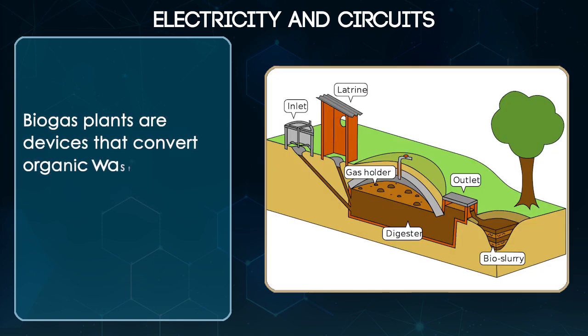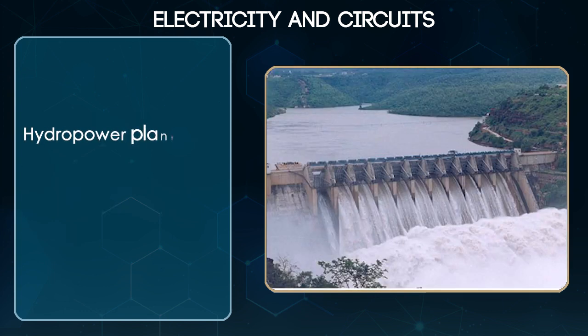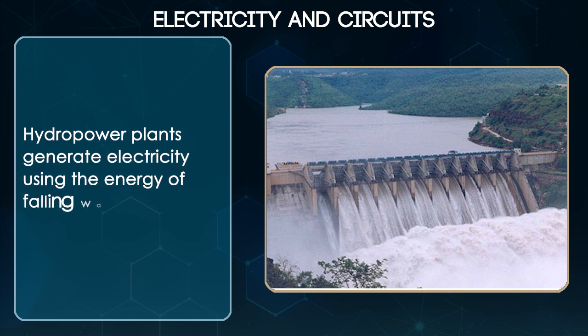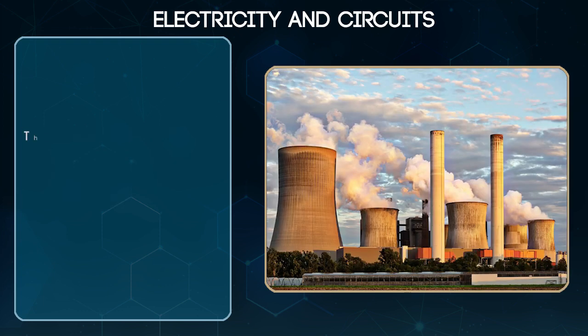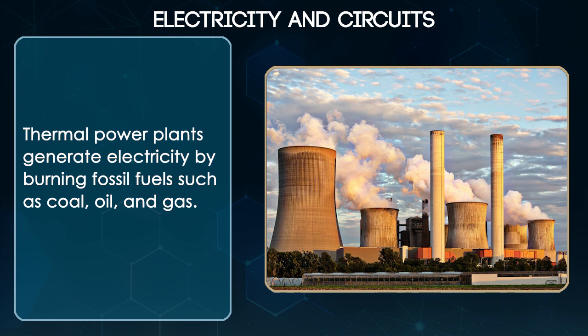Biogas plants are devices that convert organic wastes into biogas, which can be used as a source of energy. Hydropower plants generate electricity using the energy of falling water. Thermal power plants generate electricity by burning fossil fuels such as coal, oil, and gas.